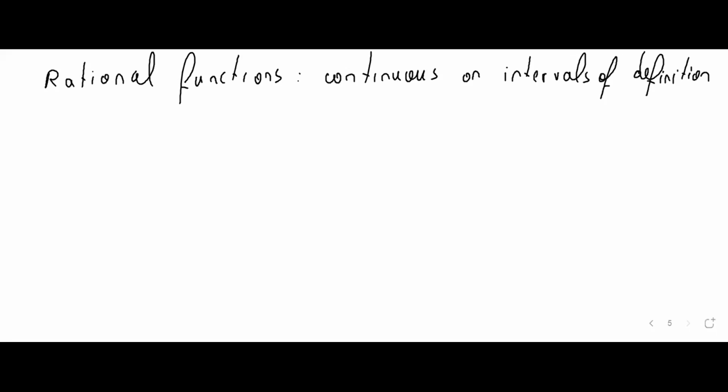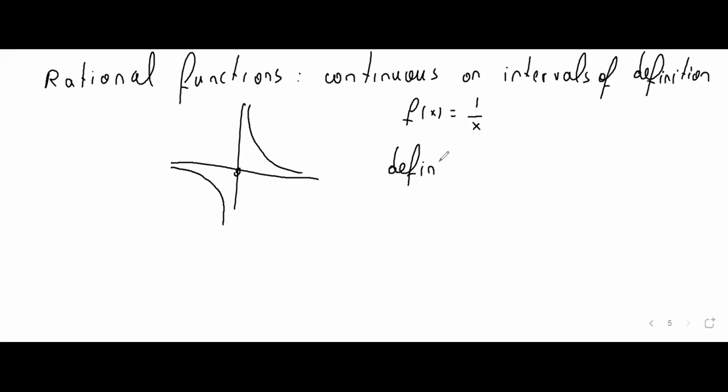So they're continuous on their domain, but remember the domains for rational functions. If you have, for example, f of x equal to 1 over x, you need to exclude 0. This function is a couple of continuous branches, defined on negative infinity to 0, excluding 0, together with 0 to infinity.